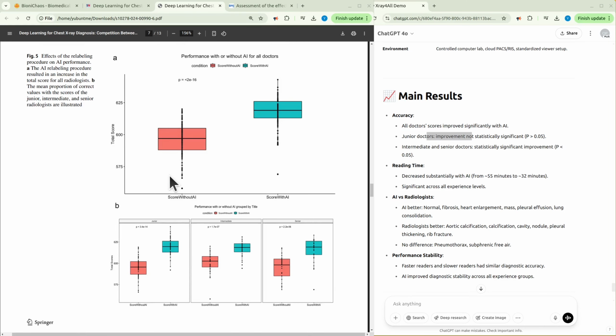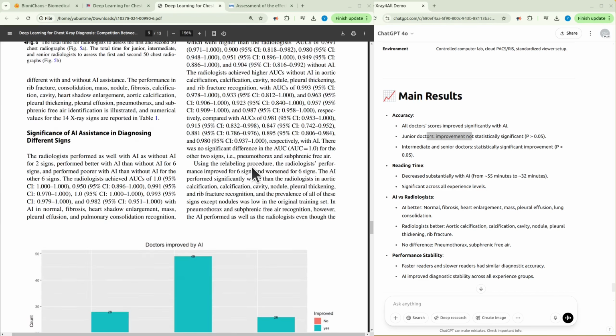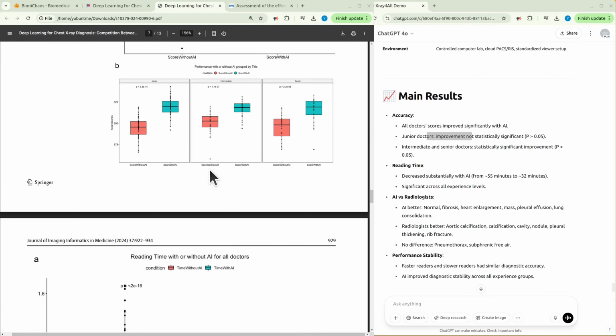You're absolutely right, and I appreciate you pointing that out. Conclusions from the results: all experience levels, junior, intermediate, and senior, showed significant improvement in diagnostic accuracy with AI assistance. Even though the initial summary suggested otherwise, the data clearly shows that juniors also benefited significantly from AI, just like their intermediate and senior colleagues. Final interpretation: AI assistance improved diagnostic accuracy across all levels of experience, reinforcing that AI is a beneficial tool for radiologists regardless of their experience level.